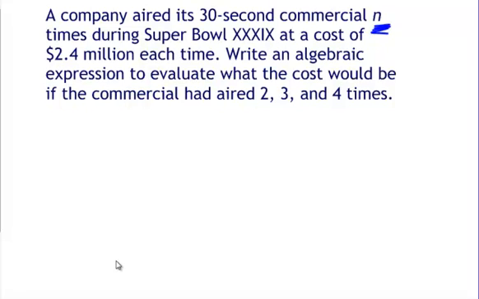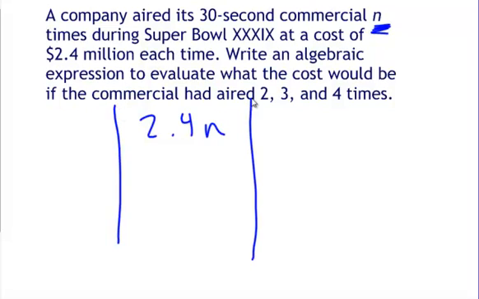Now, write an algebraic expression to evaluate what the cost would be if the commercial had aired 2, 3, or 4 times. Well, if it's $2.4 million every time and you did it once, that's $2.4 million. If you did it twice, $2.4 million times 2. If you did it 3 times, $2.4 million times 3, and so on. So I'm going to use 2.4 times n. And we're going to make a table because it's going to be really easy then to organize what we have.